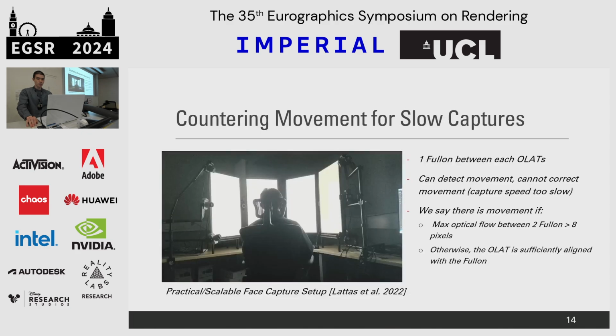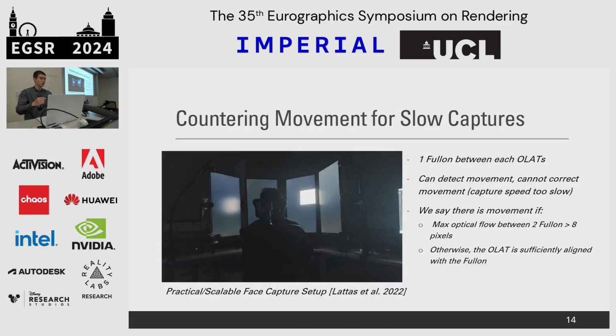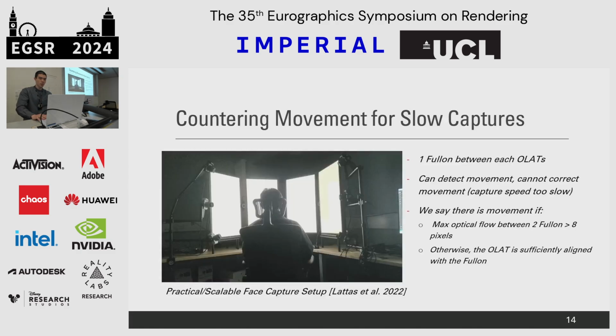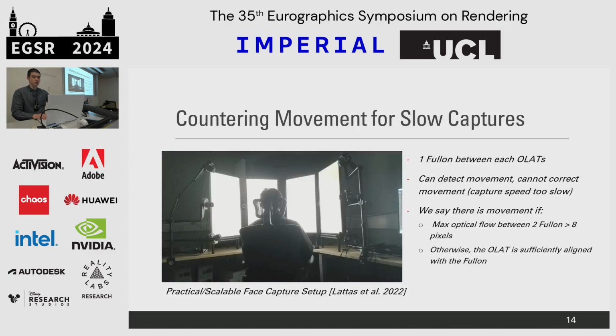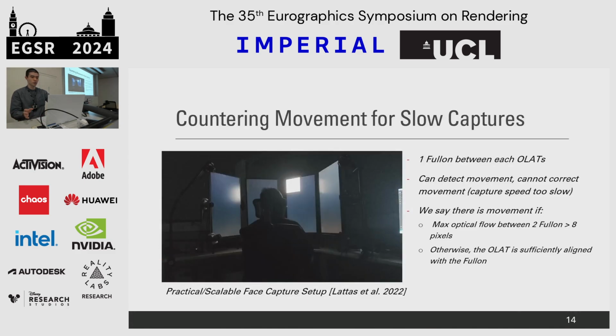With slower captures, the strategy is not optimal because movement between the full-on images wouldn't be linear. What we find more reliable is to try to detect excessive movement instead of directly trying to align all the images to the full-on images. To detect excessive movement, we estimate the maximal optical flow between two full-ons. If the maximum flow exceeds 8 pixels, we say there is excessive movement. Otherwise, we assume that the OLED is sufficiently aligned with the full-on image.